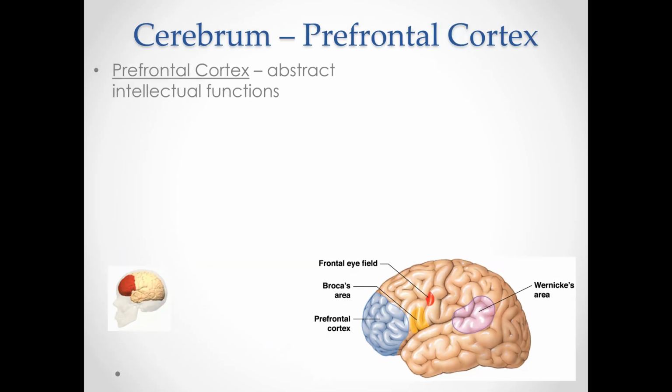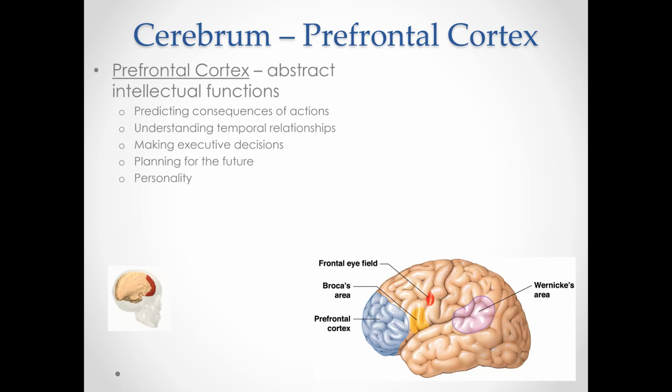So the last part of the cerebrum integrative areas we're going to talk about is the prefrontal cortex. This is the very front of the frontal cortex, so that's why it's called the prefrontal cortex. It's shown in light blue in this image down here. This is where you have your abstract intellectual functions.